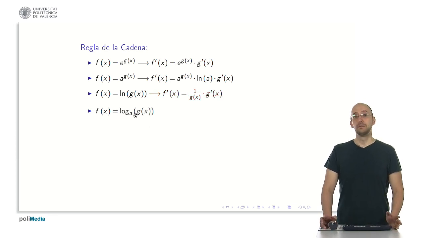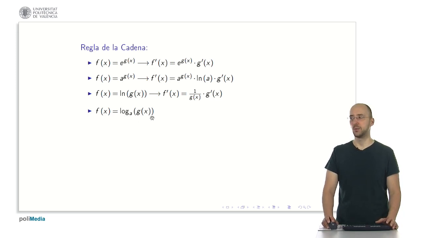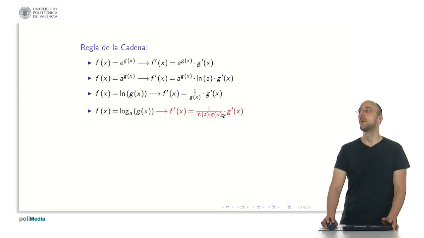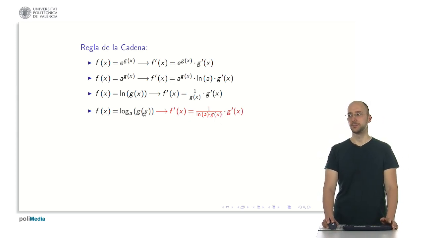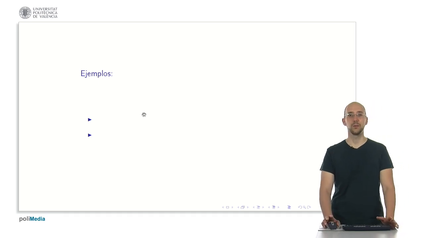Let's generalize this example. What if someone requests the derivative of the logarithm with base a of g of x? In this case, we essentially apply the same rule, but as before, we include a natural logarithm of a in the formula. Previously we multiplied, but in this case we do so in the denominator. Therefore, the derivative would be 1 over the natural logarithm of a multiplied by g of x, which is the function within the parentheses without differentiation, and then multiplied by the derivative of g of x. Let's see examples with each of these rules.